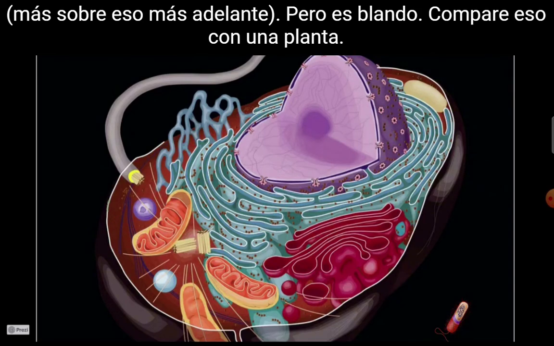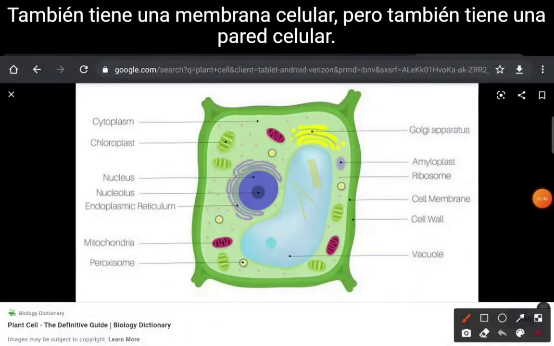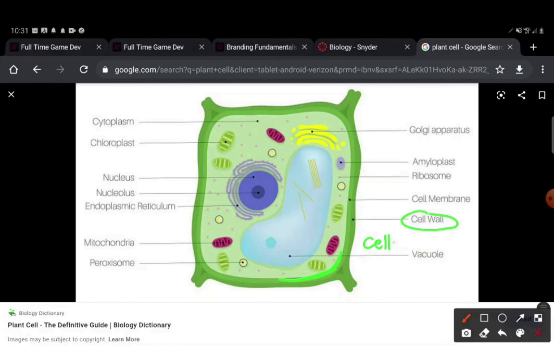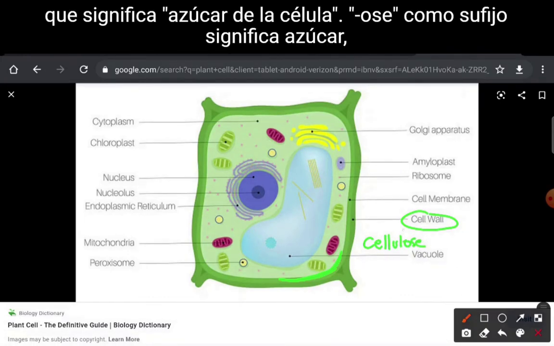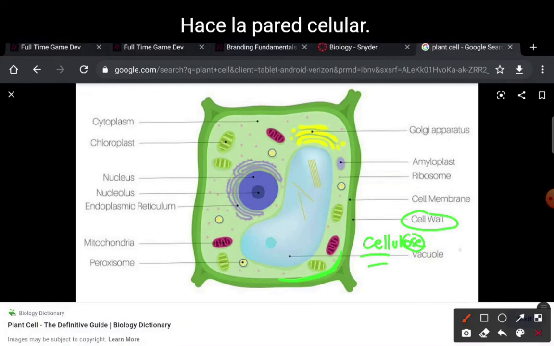But it's squishy. Compare that to a plant. It also has a cell membrane, but it has a cell wall as well. And this cell wall is made of what's called cellulose, which means sugar of the cell. OSE as a suffix means sugar. And then obviously cell means cell. So it is the cell sugar. It makes the cell wall.